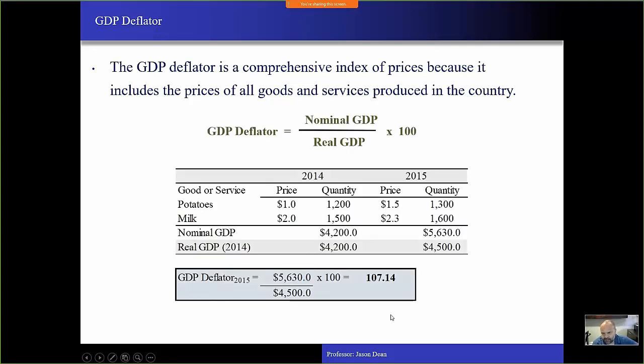So let's look at a numeric example. So let's just suppose we have a simple economy with two goods, potatoes and milk. So in 2014, if we were to calculate the nominal GDP, it would be 4,200.